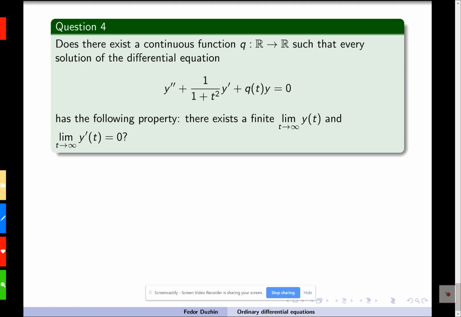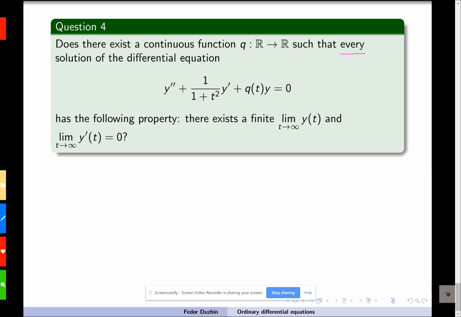And question 4. Does there exist a continuous function q such that every solution of the differential equation y double prime plus the coefficient at y prime, which is 1 over 1 plus t squared, plus q of t times y equals 0 has the following strange property? And notice that every solution of the differential equation has this property: there exists a finite limit of y of t, and the limit of y prime of t is 0 as t goes to infinity.